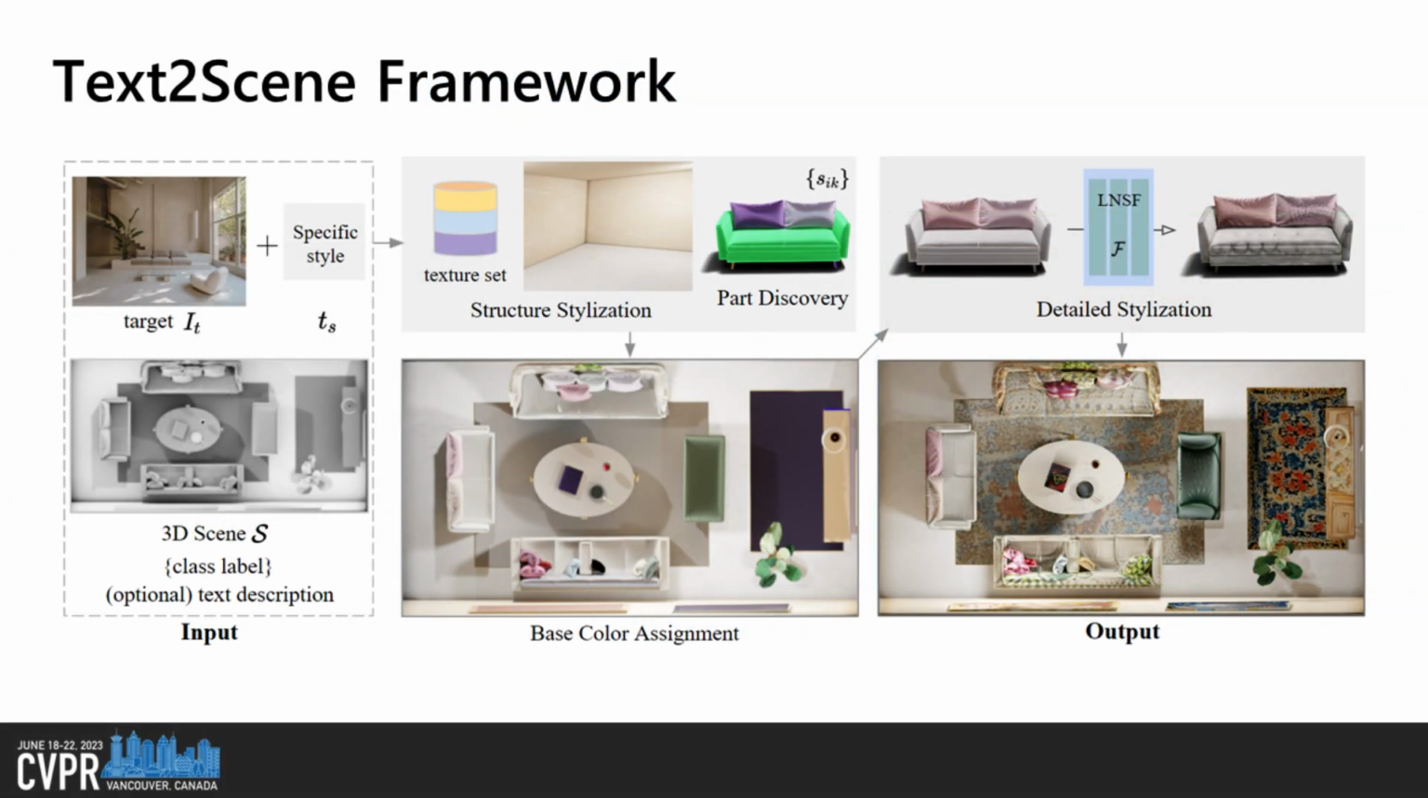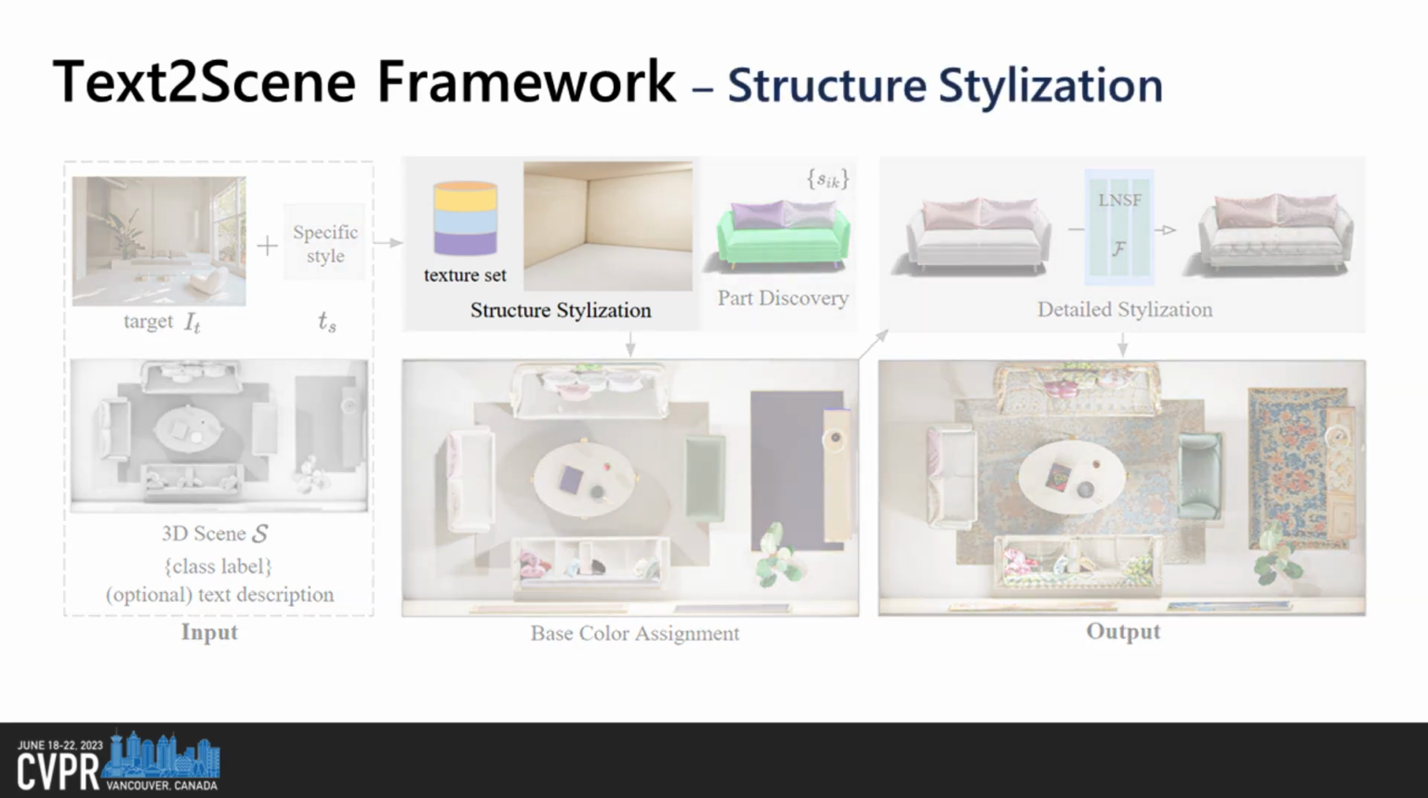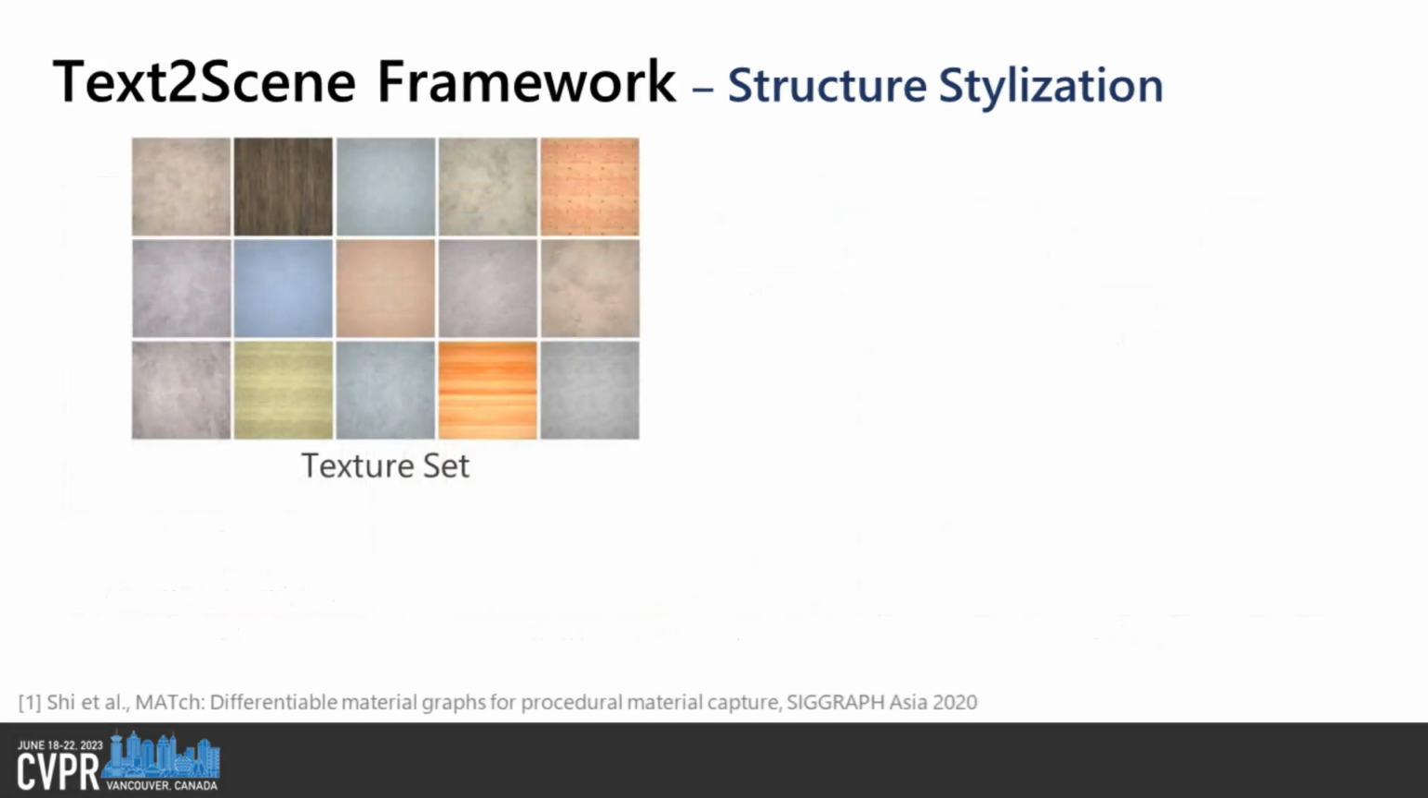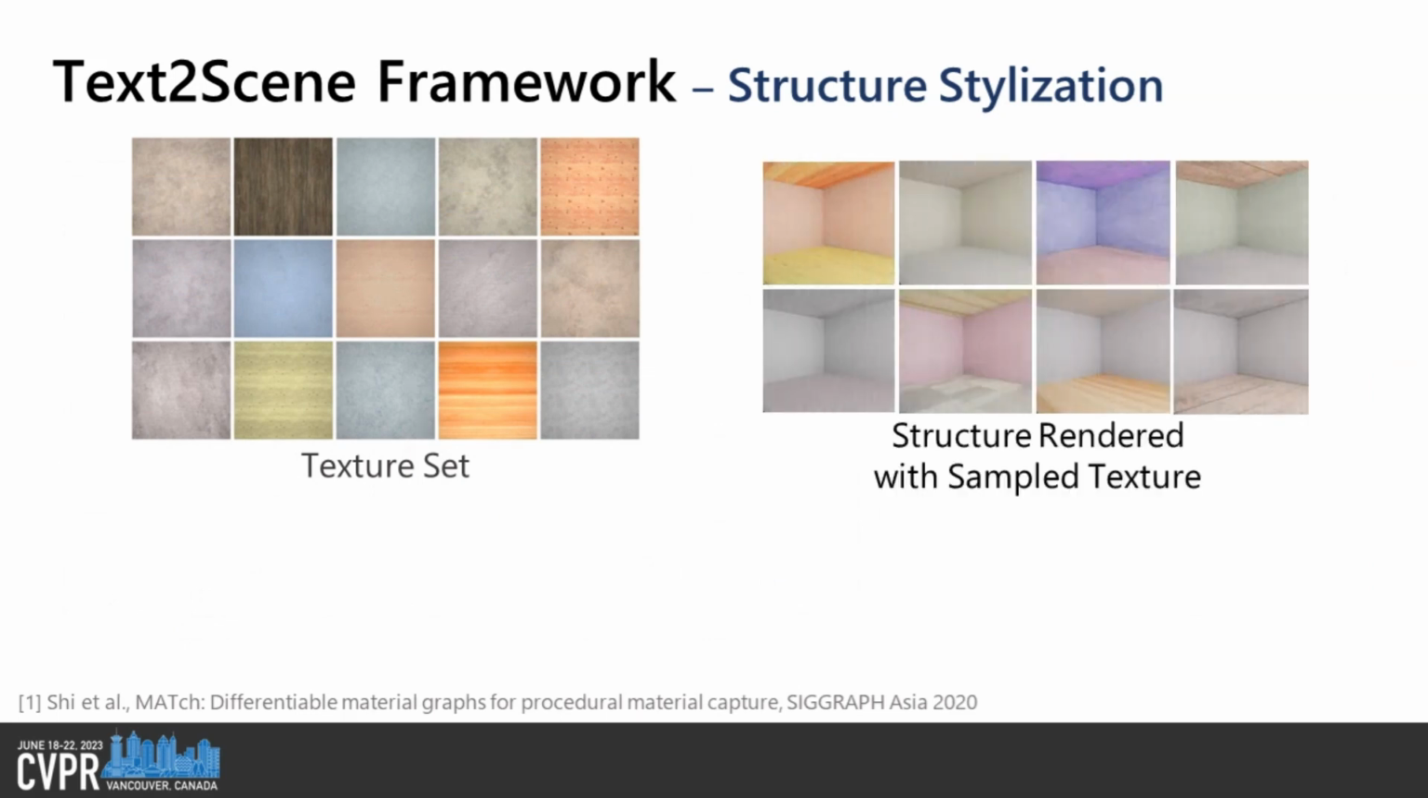The Text2Scene framework is composed of several stages to achieve the goal. After structure stylization, we discover parts of objects to perform base color assignment and finish detailed stylization. The first stage of structure stylization uses texture retrieval. Given a texture set from an existing material library, we randomly sample textures on the structure components and render them. The histogram loss compares the rendered images against the input style image using the distribution of color histogram.